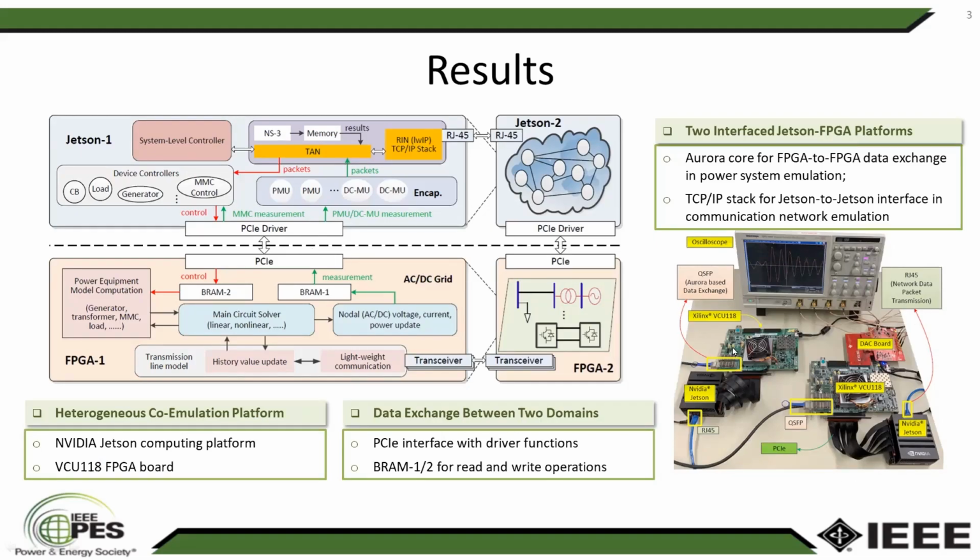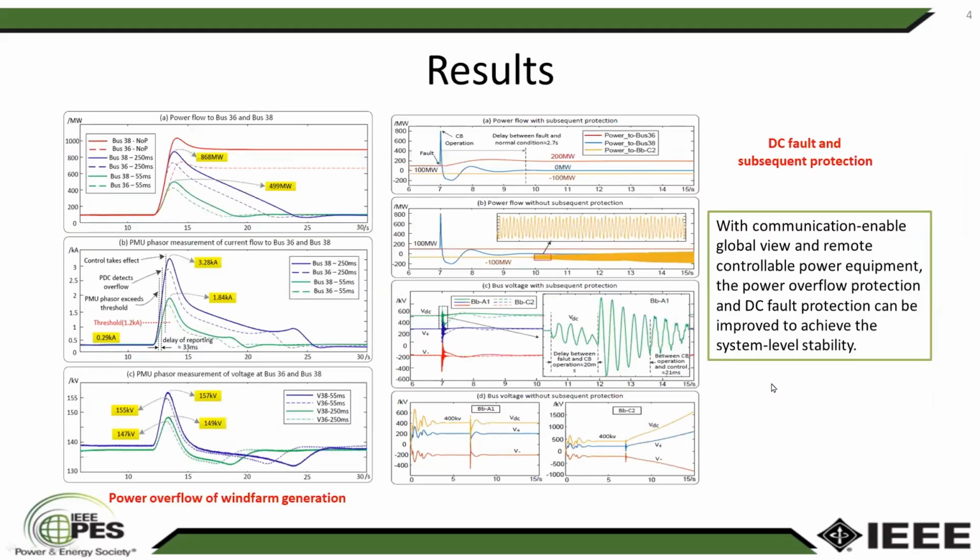We can see that two Jetson FPGA platforms are interfaced via the fast QSFP link and RJ45 network link. The test power system contains the AC and DC system with two offshore wind farms. The communication-enabled global control schemes are proposed for two cases: power overflow of wind farm generation and DC fault protection.